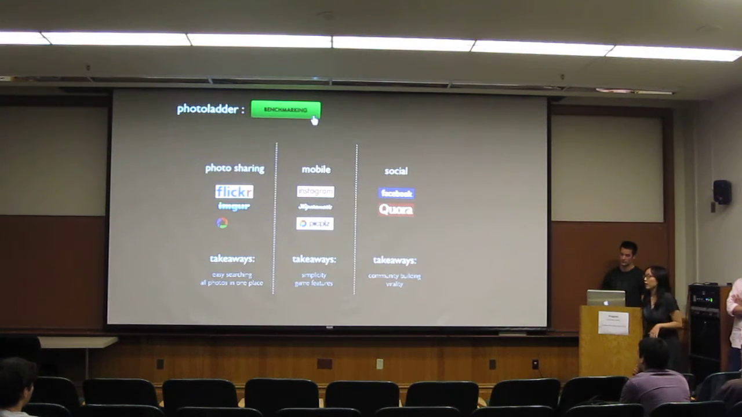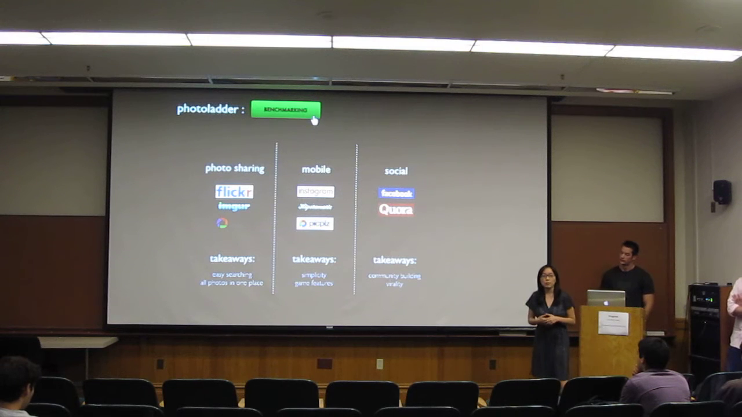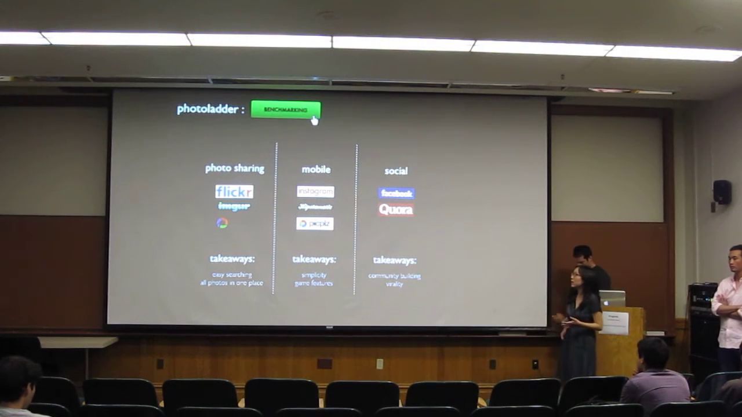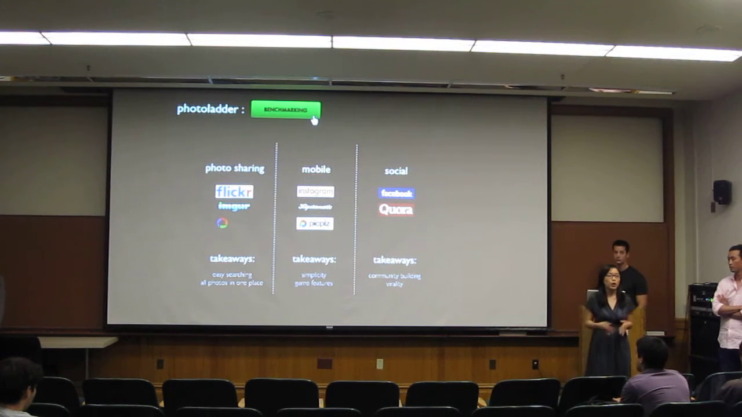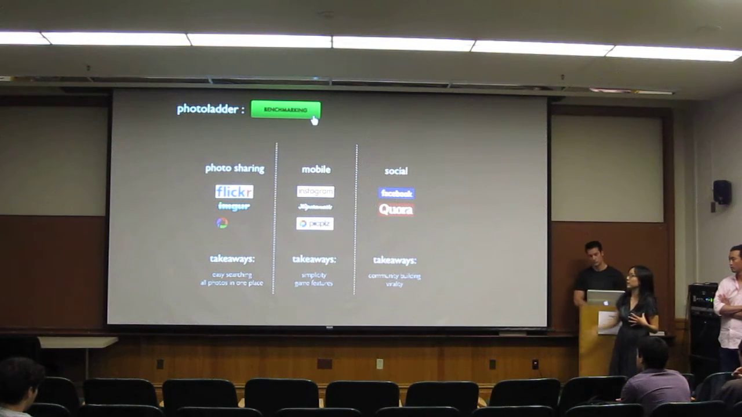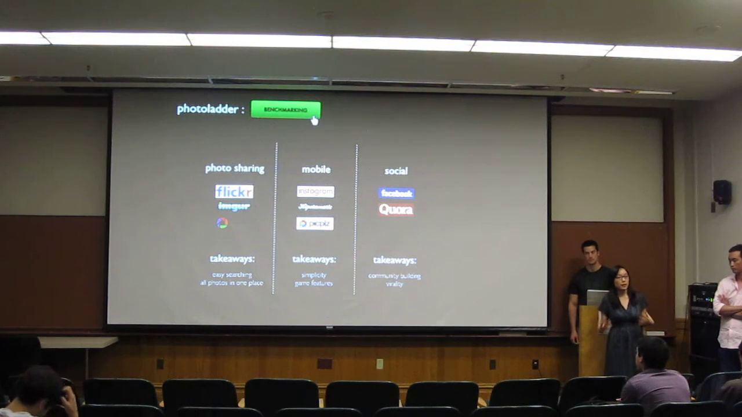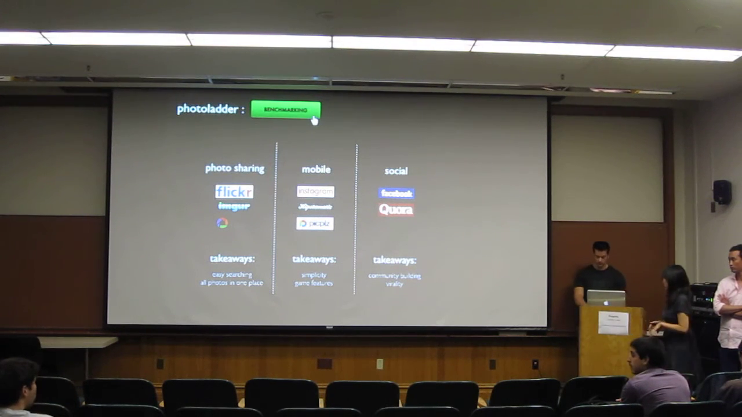So a bit of the background and inspiration from sites that we took from. So photo sharing, you have Flickr, you have Imagery, you have Picasa. They make it super simple to search for photos. Then on the mobile sites, they make it really easy for you to upload photos and share it with the world. And of course, for social, you have Facebook and Quora. What it really does is build a community around photo sharing, or around their specific communities. And what we want to do is build that community, but for photos.